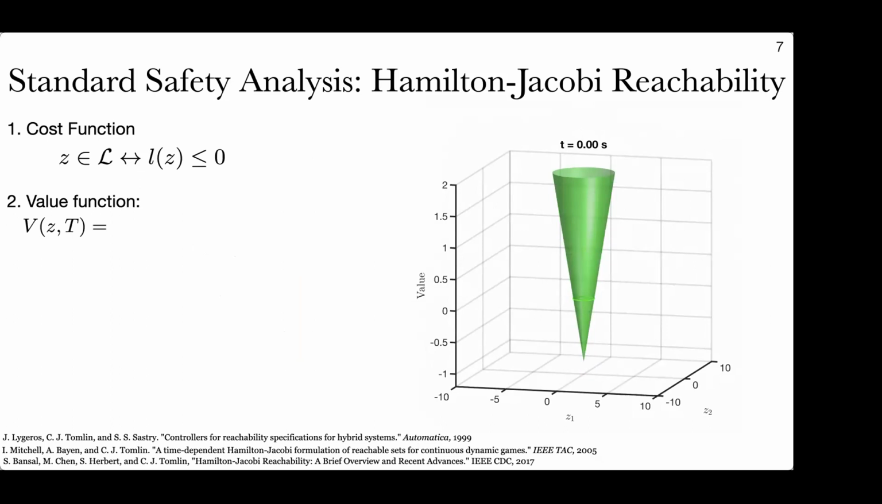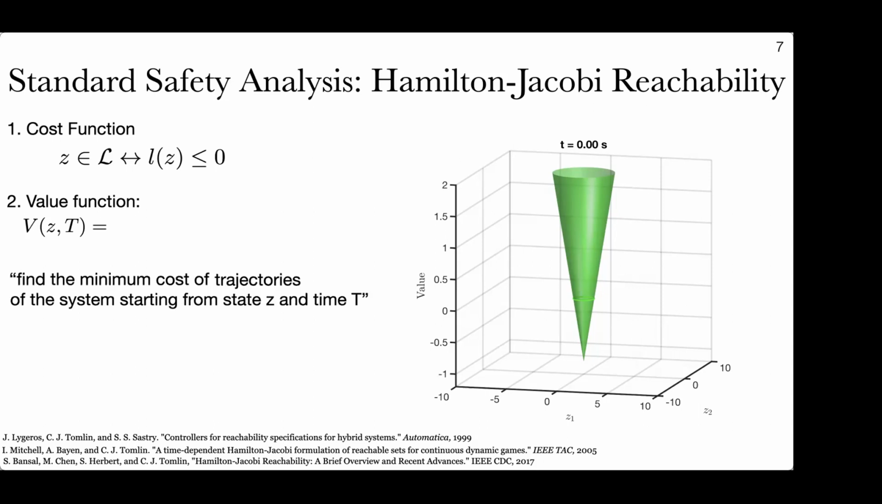We're then going to construct something called a value function. This value function is going to encode for us the states from which we are guaranteed to be able to reach the goal. To do this, we want to be able to find the minimum cost of trajectories of the system, starting from a particular state and a particular time. So if you just look at the optimization here, we're saying we want to minimize the cost of trajectories of our system over some time horizon.